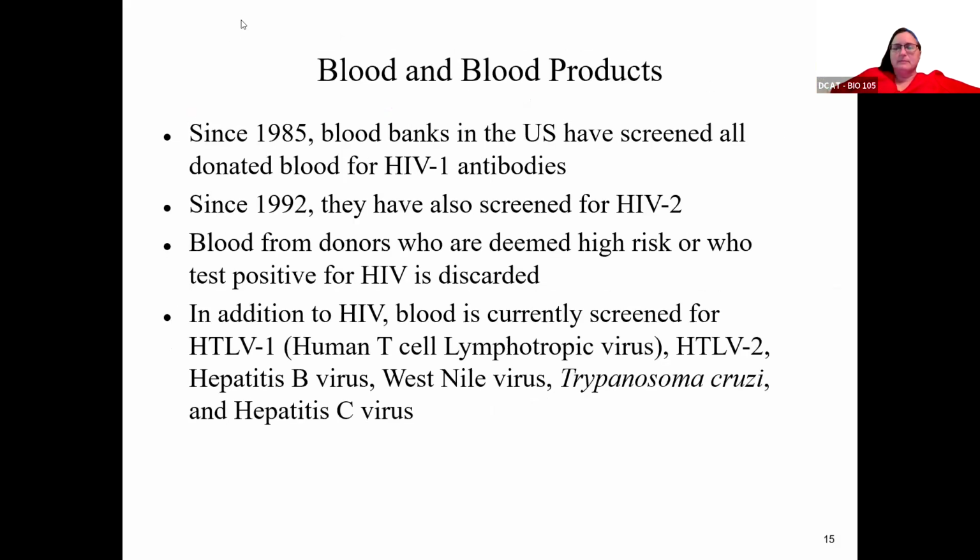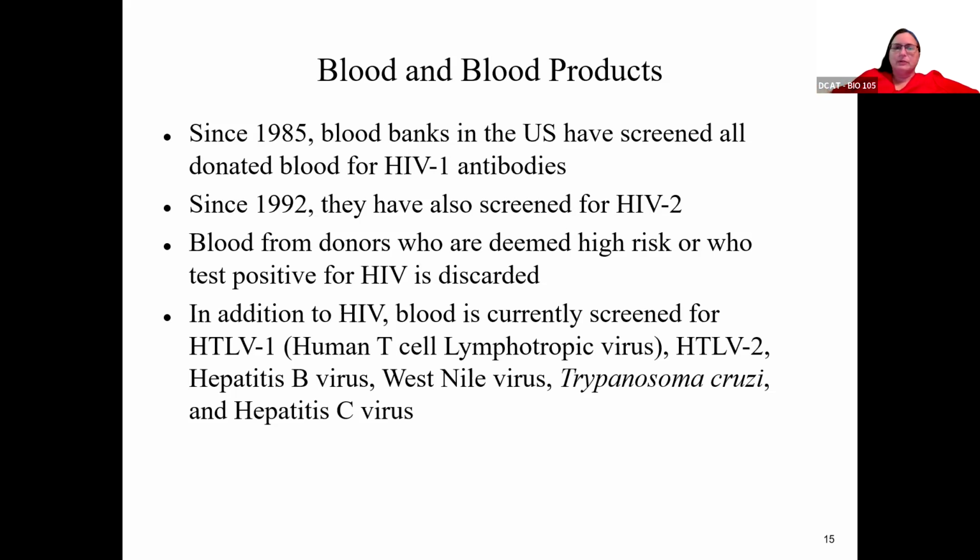So, blood and blood products. Since 1985, blood banks in the U.S. have screened all donated blood for HIV-1 antibodies, because this is all they knew about. In 1992, they also screened for HIV-2. Blood from donors who are deemed high risk or who test positive for HIV is discarded. So they test all the blood, and if it tests positive it's discarded.